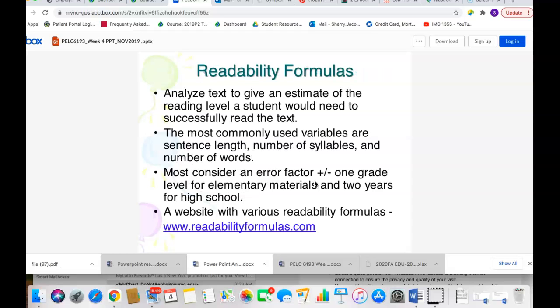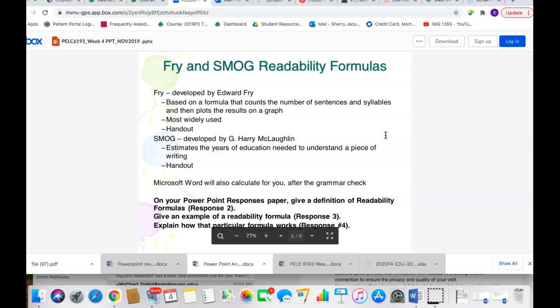This is the section about readability formulas, where you have to go on and read about formats of readability. Here are 2 of the readability formulas, and you'll be asked to do this in your PowerPoint response.